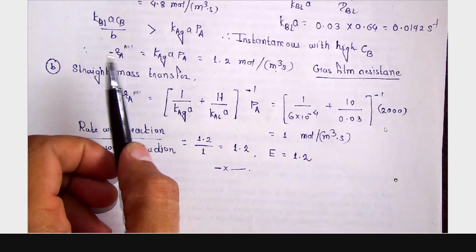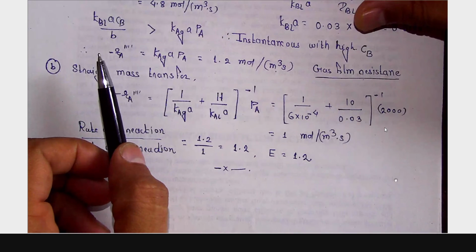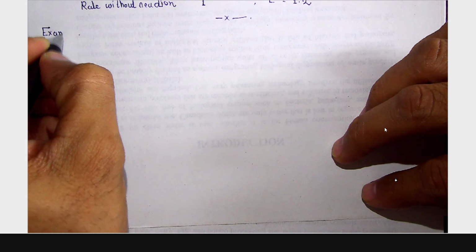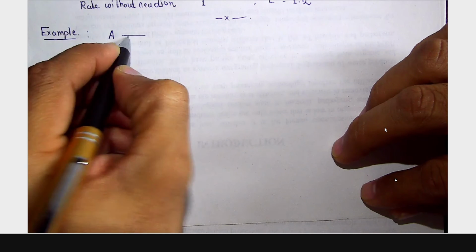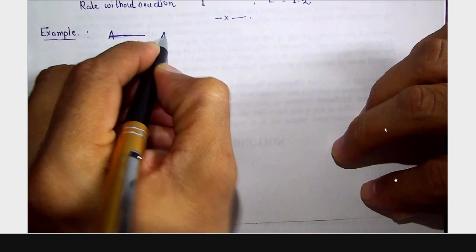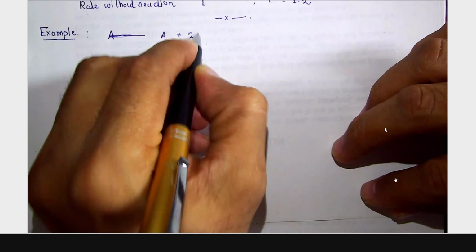So another example, we can say that we'll go quickly for this. So reaction A, which is in the gas, A plus B to 2R, okay.